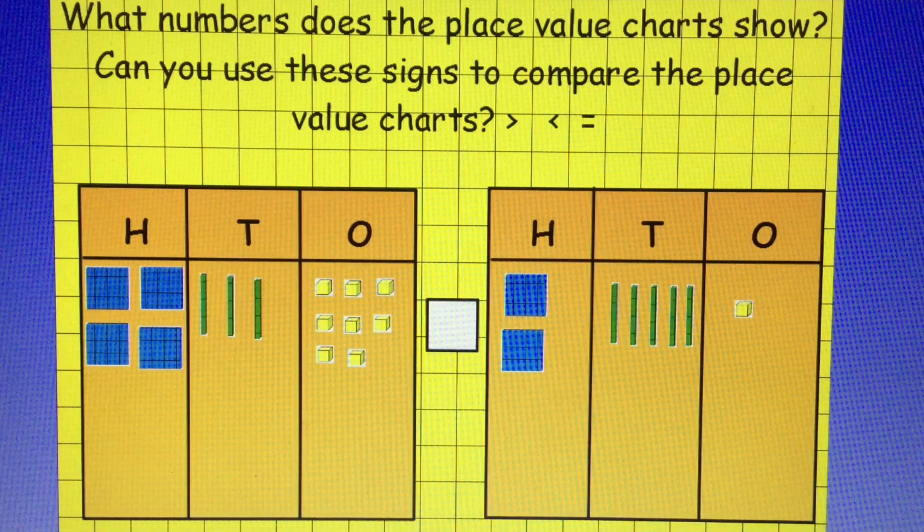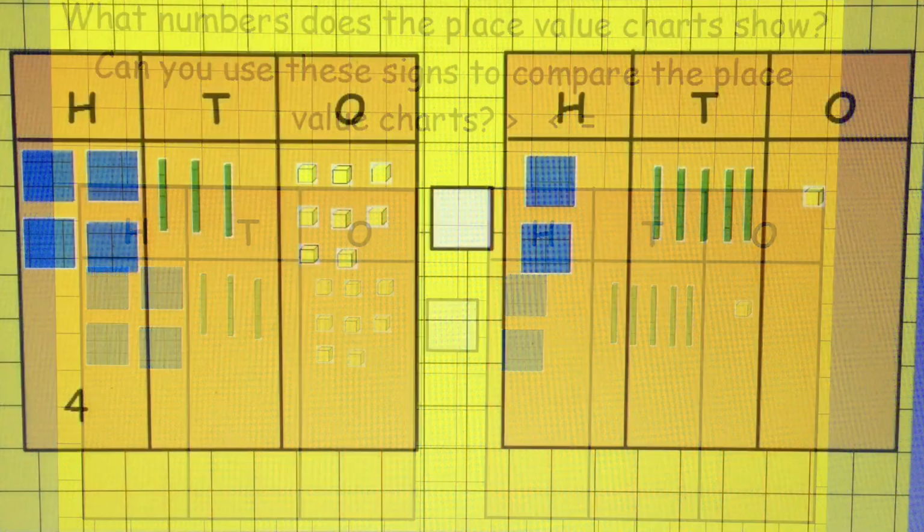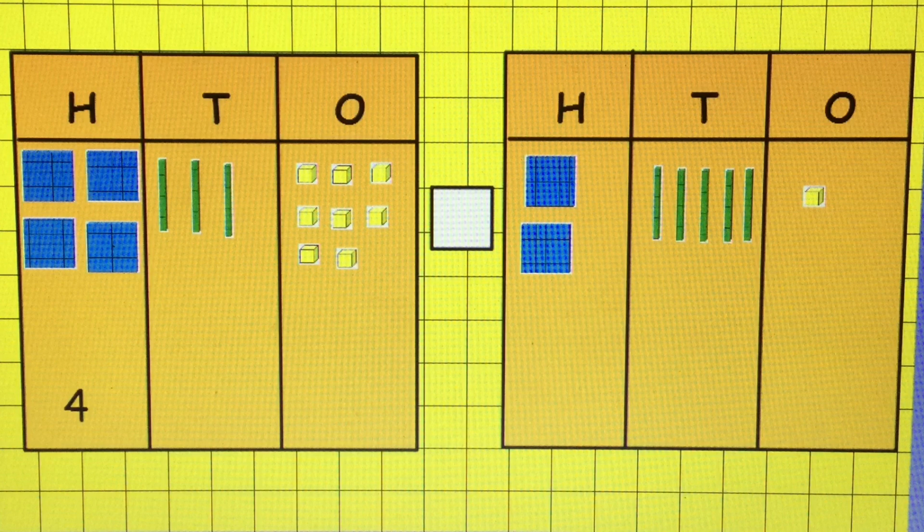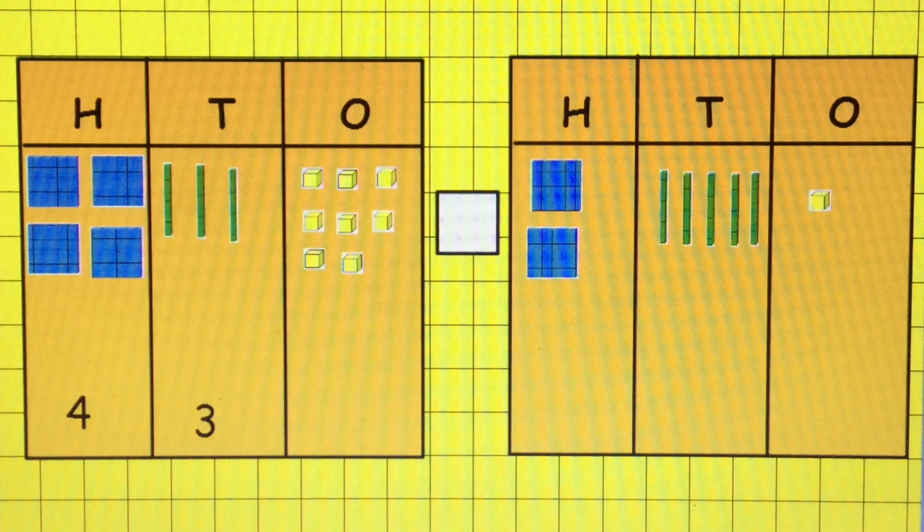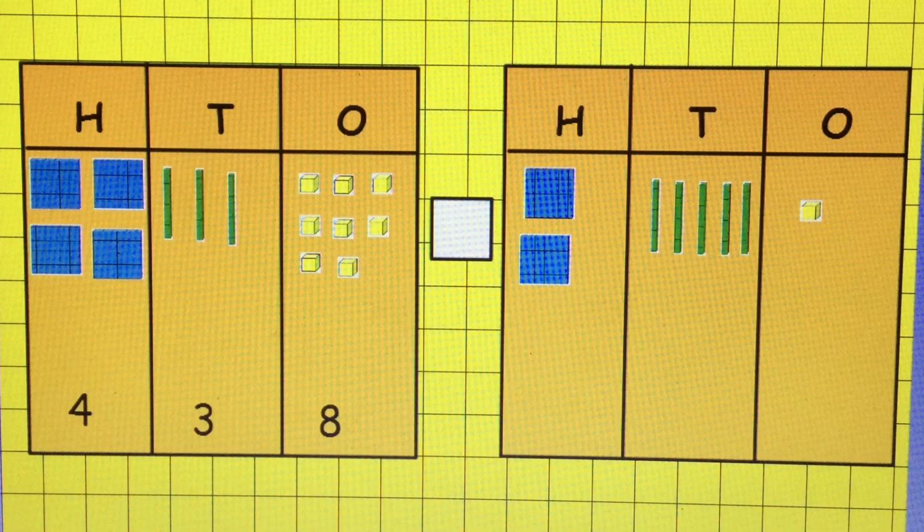Today we're going to look at comparing numbers using the more than, less than and equal to sign. Should we have a look at what the biggest number is below? There are 4 hundreds in the first column. There are 3 tens in the tens column. And there are 1, 2, 3, 4, 5, 6, 7, 8 ones in the ones column.